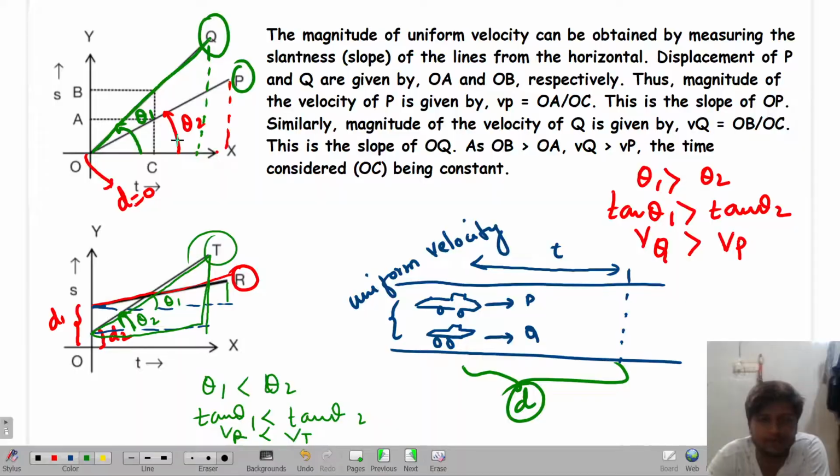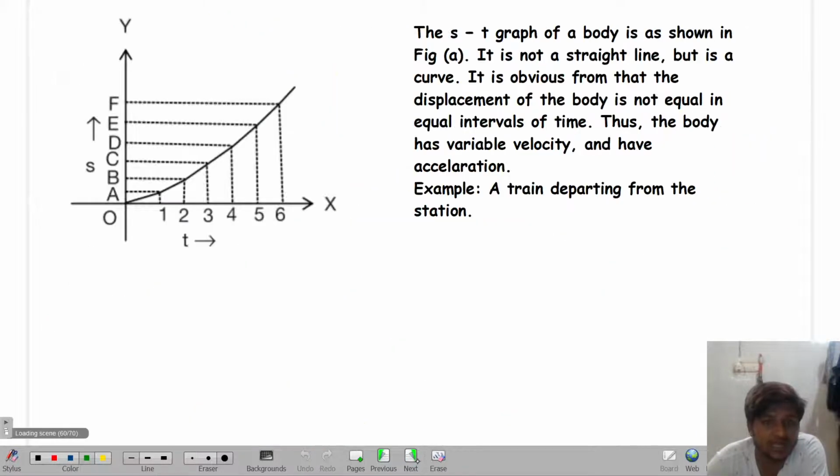Okay. Now, this was the easiest thing. Now, we discussed uniform velocity, but things can happen like what? Now, what can happen?